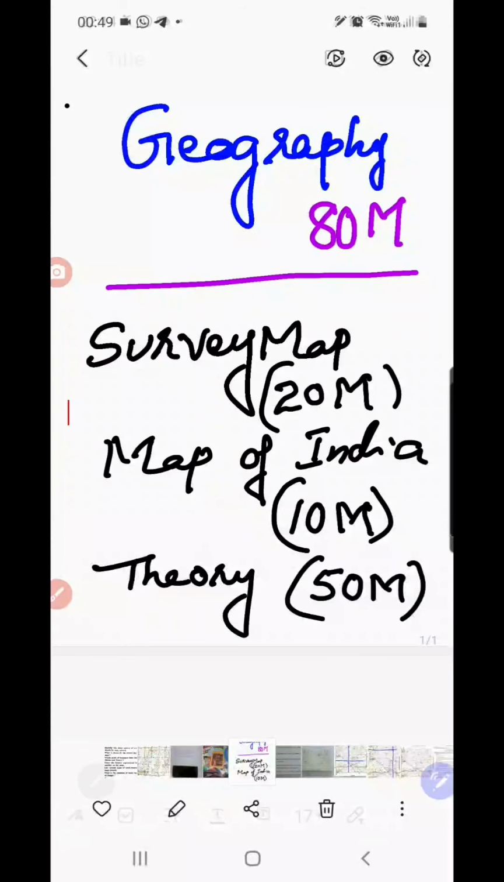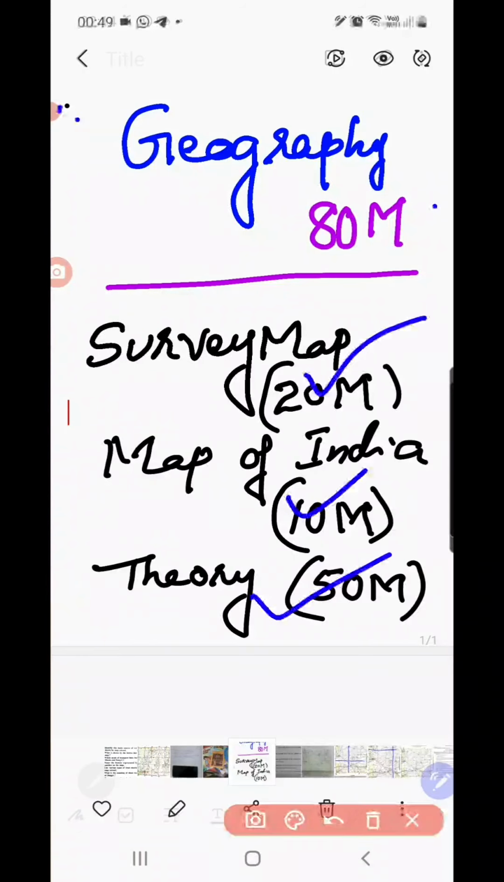First of all, let us discuss the distribution of marks in geography. It's out of 80 marks. Survey map will have a 20-mark question. Out of this, 6-figure grid square reference is being eliminated. You don't have to study 6-figure grid square reference. Rest all the topics you need to study. Then in the map of India also, some of the topics are being eliminated. Please go through the reduced syllabus.